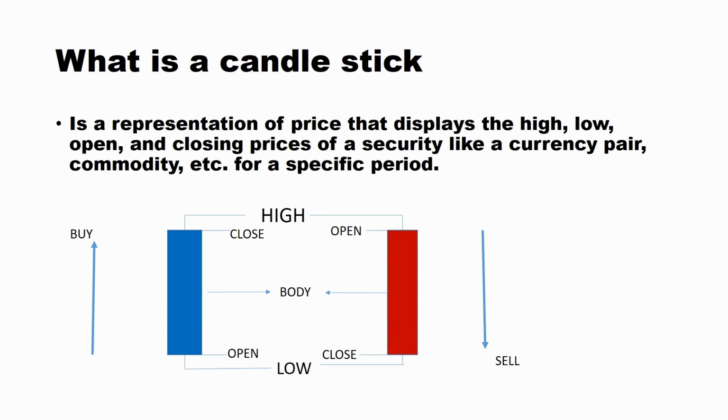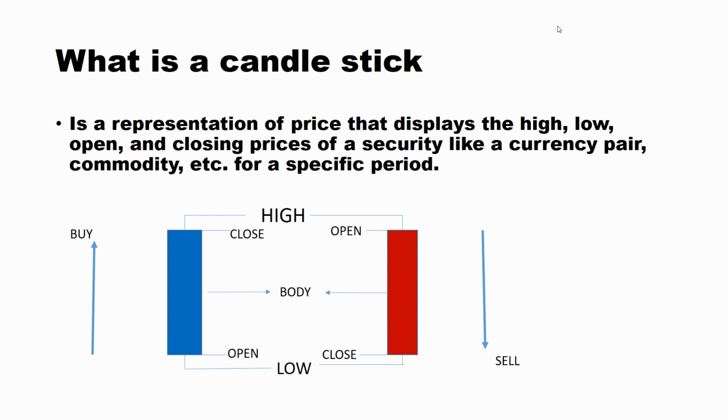So that's why I'm saying here that it's a representation of price that displays highs, lows, open and closing of prices of any security. It can be a currency pair, it can be a commodity, it can be a cryptocurrency. That's what most people call digital currency, right? For a specific period, meaning that a candlestick is representing a price in a specific period. It can be for a day, it can be for 1 minute, it can be for 5 minutes, it can be representing a price for a day, it can be representing how a price performed for a week. So in simple terms, a candlestick just represents price.